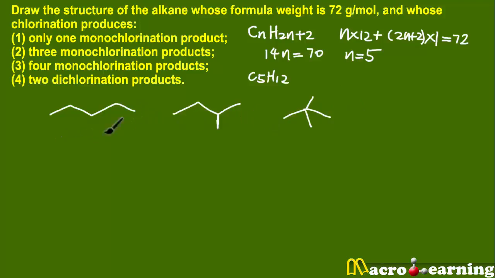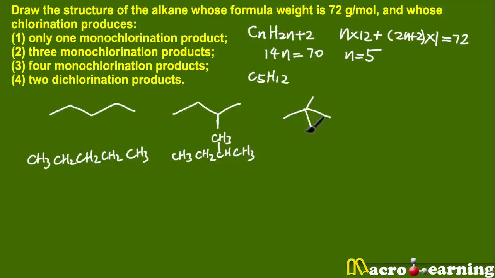And let's go ahead and draw out the full structure so that we can see the hydrogen atoms clearly. So this one is CH3, CH2, CH, CH3, there's methyl here. This one is 4 methyl groups all connected to the same central carbon.